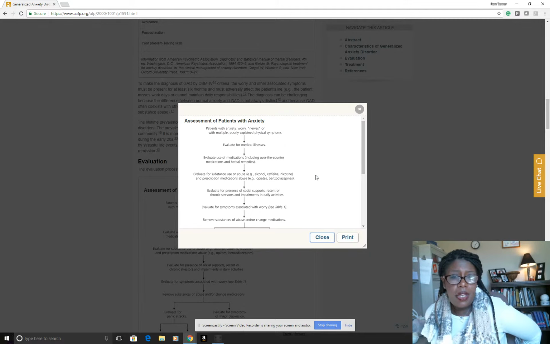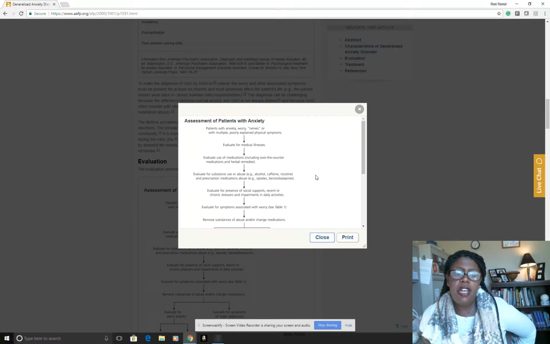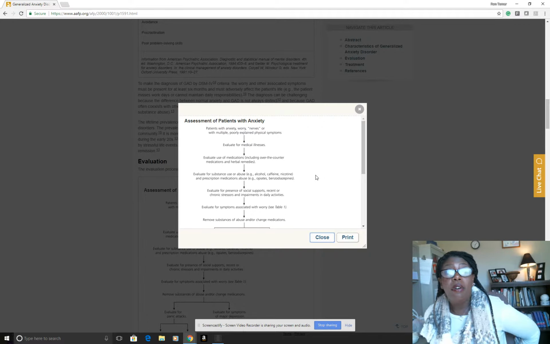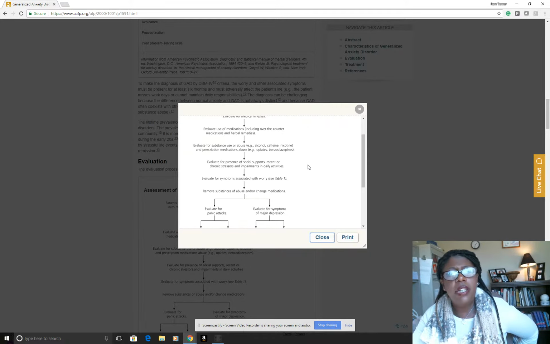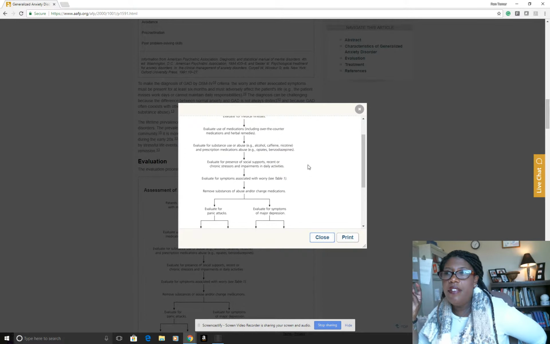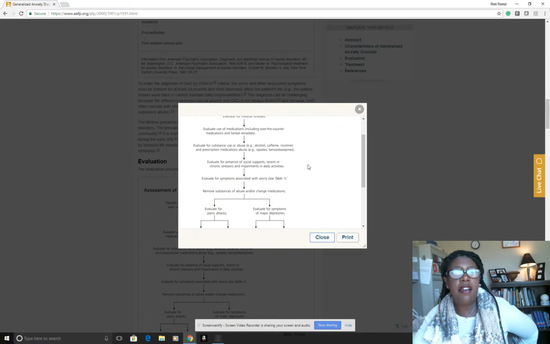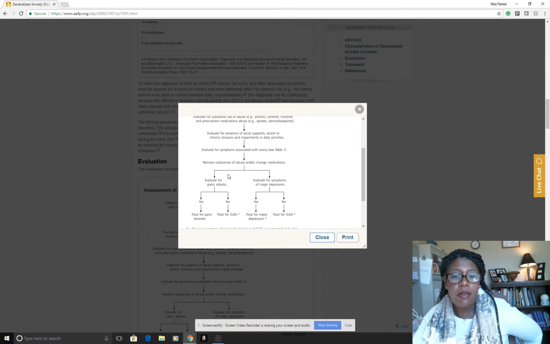So the first thing we do is evaluate for medical illness. We evaluate the over-the-counter medicine. Sometimes the doctor will say, how much coffee do you drink? Are you on any kind of illegal or even some overuse of legal drugs? We're going to evaluate for the presence of some social support. Like, what do you do when you get anxious? Who do you call? What is your support system like? If you're having true anxiety and you sit in the house all day and wait for it to go away, we're just going to assess that. We're going to maybe evaluate with some worry. We'll show you that in a little bit. And then remove substances and or medications.